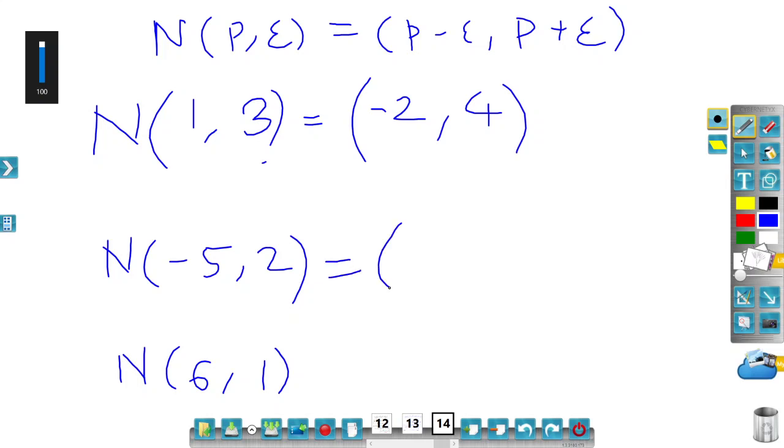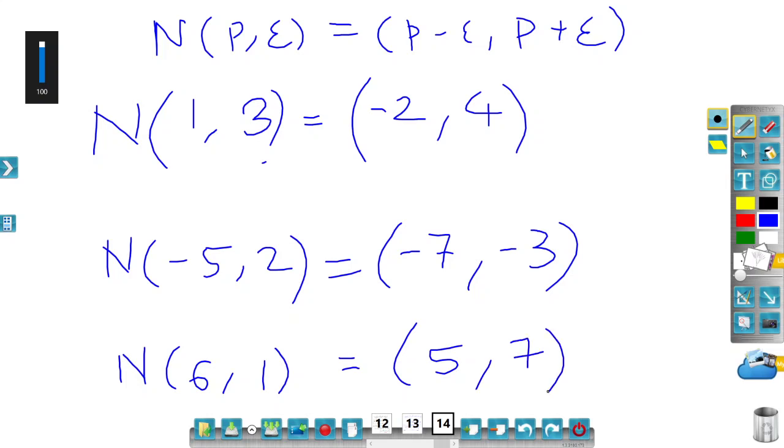Similarly, here p is minus 5 and epsilon is 2. So minus 5 minus 2 will give me minus 7, and minus 5 plus 2 will give me minus 3. Then 6 minus 1 is 5, and 6 plus 1 is 7. So if p and epsilon are given, one should easily find N(p, epsilon). I don't feel there is any ambiguity in solving this epsilon neighborhood.